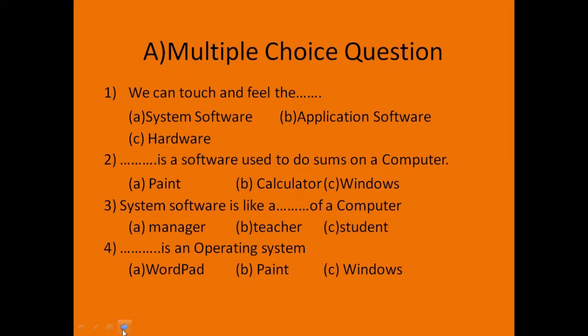So the first exercise is multiple choice questions. You can see the question. You can touch and feel the system software, application software, and hardware. Three options are there. Out of these three, one is the answer that you have to take.